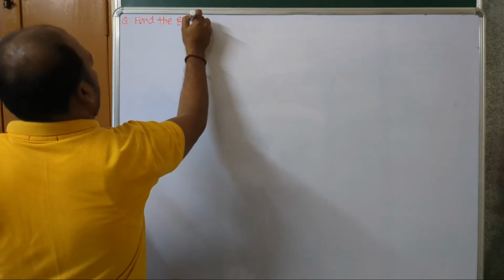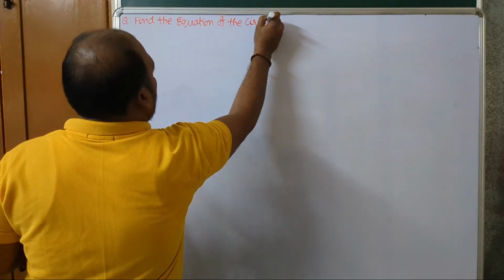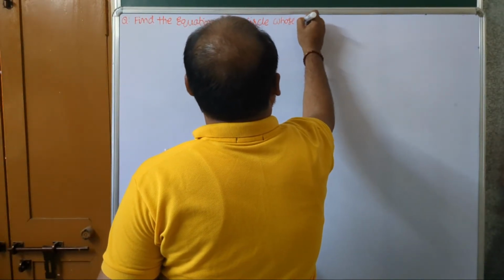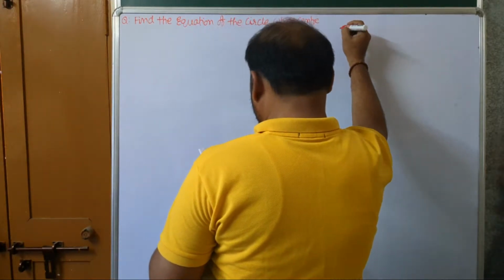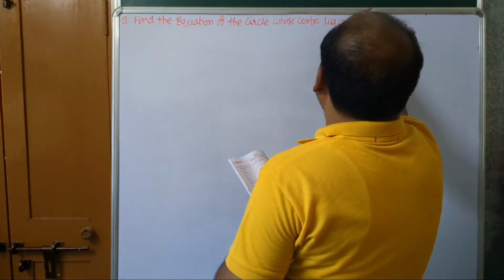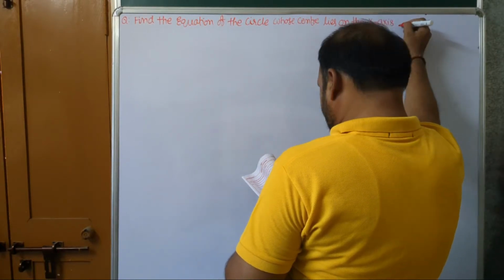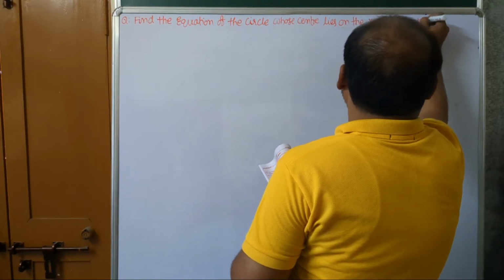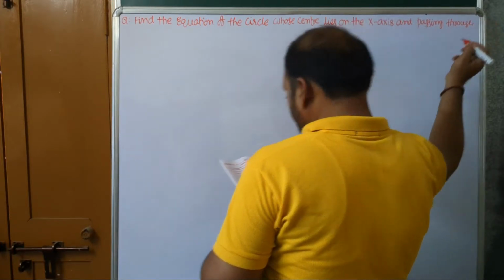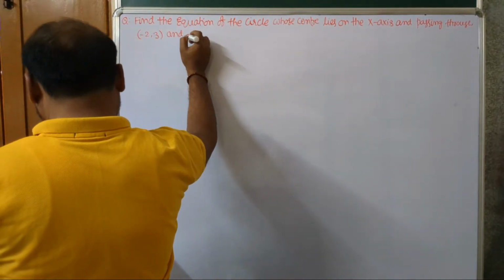Find the equation of the circle whose center lies on the x-axis and passing through minus 2 comma 3 and 4 comma 5.